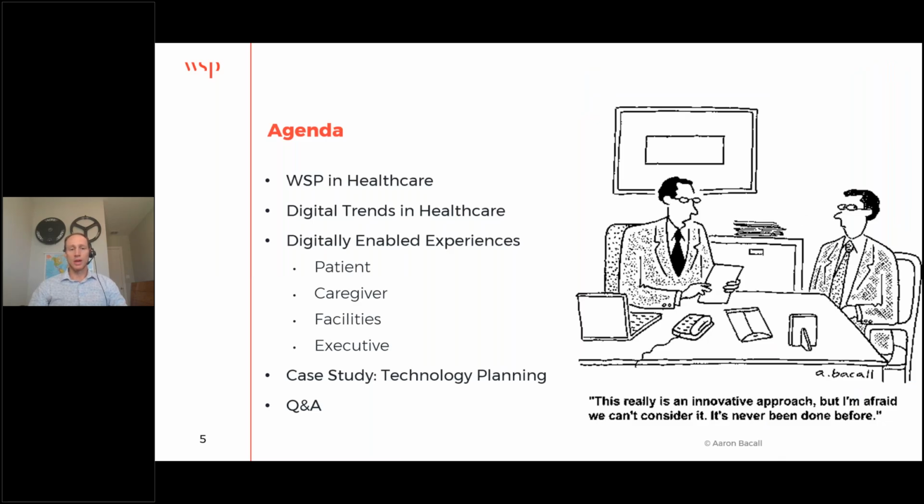Today's overview will touch on a brief introduction about who WSP is and what we do within the realm of healthcare, because we have a public audience on the call today. What do we see as the digital trends in healthcare? Really focusing on an experience-based or outcome-based design. We're going to be looking at a case study and then open up for some questions and answers towards the end of the session.